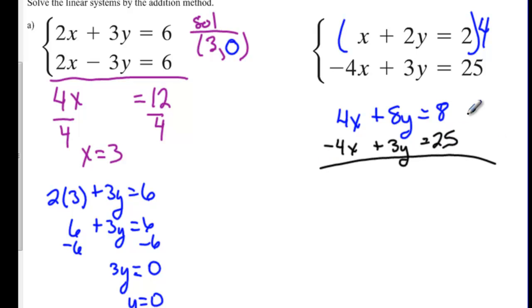And now I can add straight down, and my x's are going to cancel, which is what I was going for. Yes? Because if I'd multiplied by -4, whenever I added straight down, I would have gotten -8x. And I need to make sure they cancel whenever you add down. So to make sure they cancel, I have to have opposite signs.